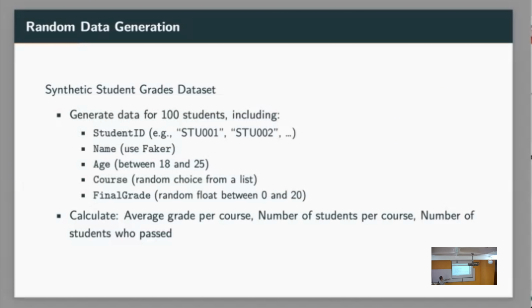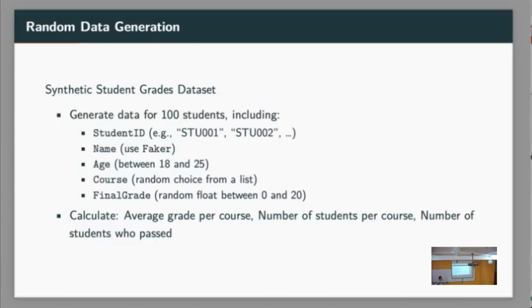Okay. Nevertheless, if you look at this, it's very similar to the previous one. We have 100 students, so it's not a customer. The types of attributes are a little bit different. Nevertheless, we have the name, a fake name, age, random between 18 and 25, the course, a random selection from a list, which we also saw before, and final grade, a float between 0 and 20. So we are generating the table.